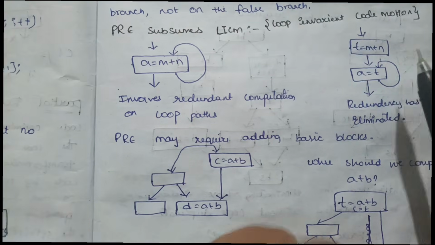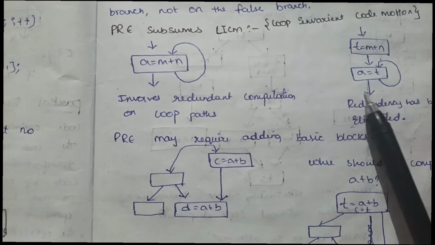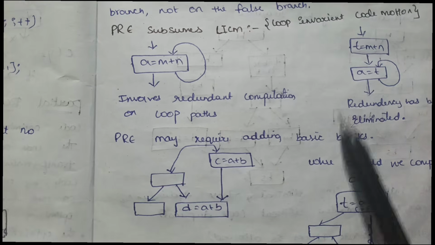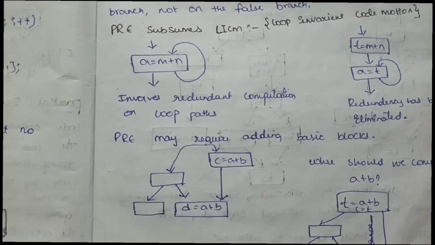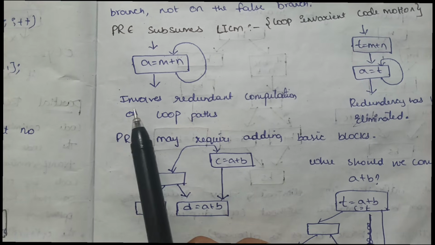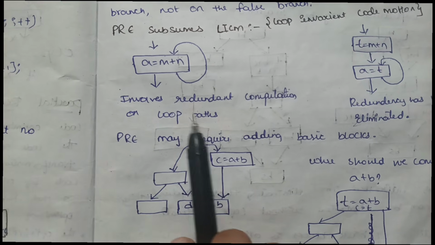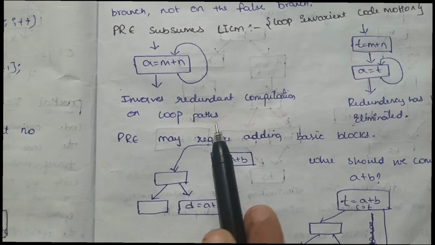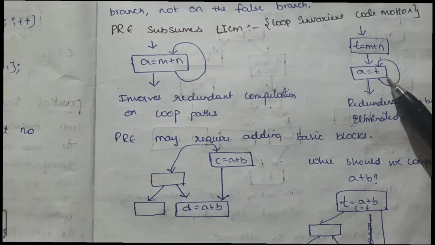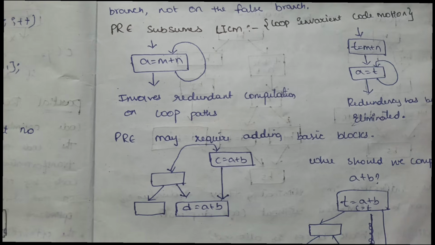Here we have taken l is equal to m plus n. So for a, we can write a is equal to t. Now what happens is a is not executed as many times as we want; it will be executed only once. Next, as I said, it involves the redundant computation on the loop paths. It is creating a loop here. Redundancy has been eliminated, so whatever loop was there, we removed it.